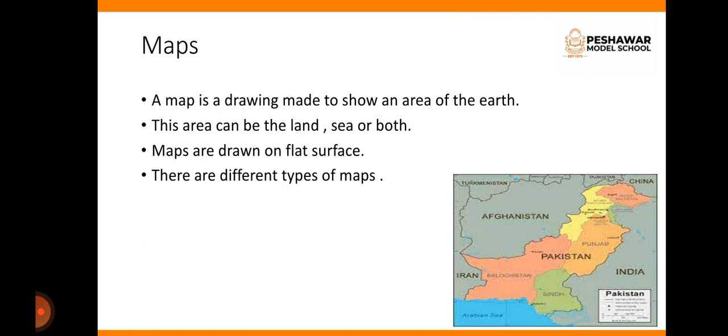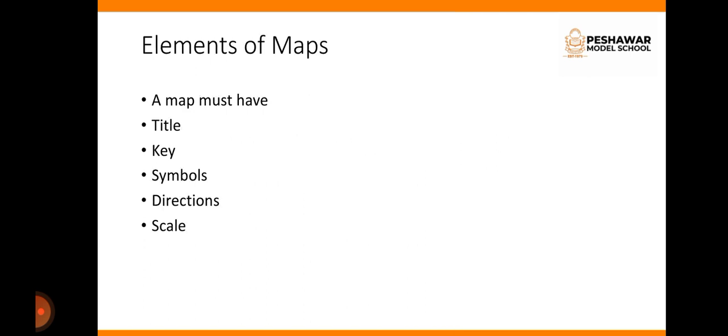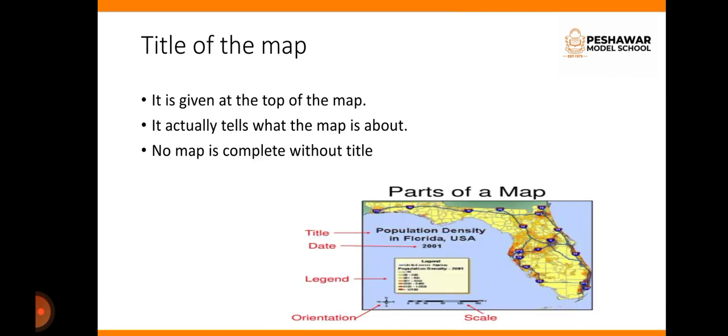A map is a drawing which is used to show an area of the earth. And that area of the earth can be land, sea, mountains, hills, or rivers. Maps are basically drawn on plain paper or a flat surface. There are different types of map. Elements of map. Every map must have these five elements, that is title, key, symbols, directions, and scale.